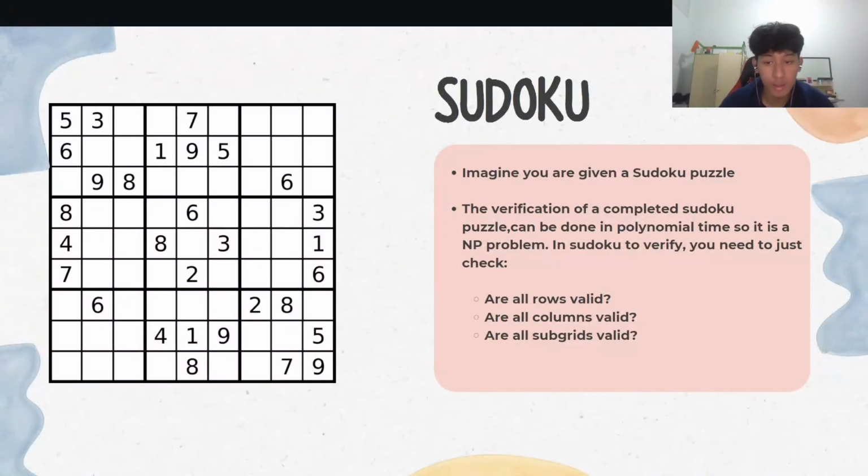To understand this more, let's take the example of a Sudoku game, as it is an NP problem. Imagine you are given a Sudoku puzzle, a 9 times 9 grid of numbers where some numbers are already filled in, and your task is to fill in the rest. Each row, each column, and each 3 times 3 subgrid must contain the digits 1 through 9 exactly once. The verification of a completed Sudoku puzzle can be done in polynomial time, so it is an NP problem. To verify, you just need to check, as I said just now, are the rows valid, are the columns valid, and are the subgrids valid.